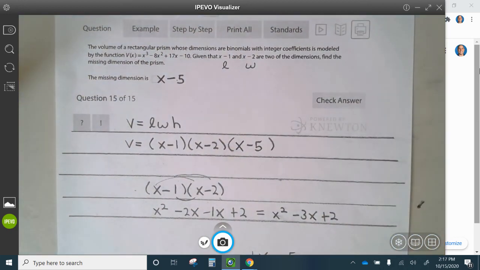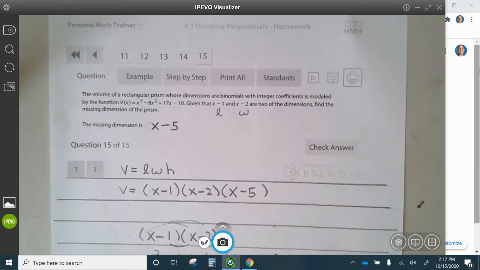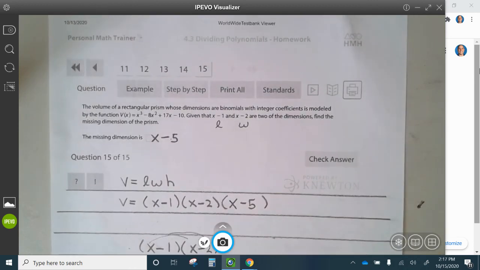That should hopefully help you on your 4.3 dividing polynomials assignment. So with that, go and get started on that assignment and have a wonderful Wildcat day.